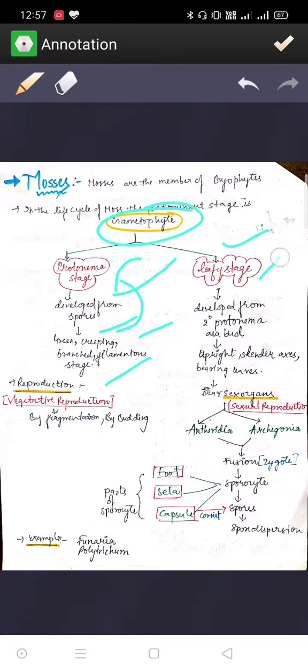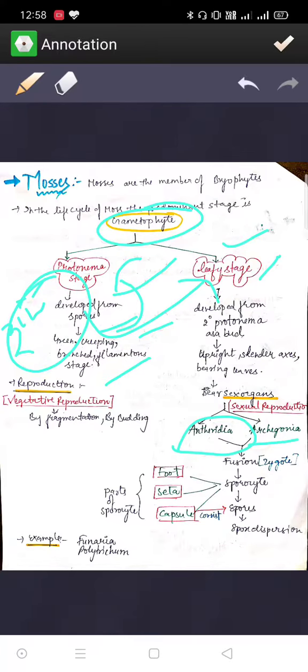The leafy stage develops from the protonema. The secondary protonema develops into the leafy stage, which is upright, slender, and leaf-bearing. This stage has the sex organs, meaning it is the point for sexual reproduction, with two types of cells, male and female. The male is the antheridia and the female is the archegonia.